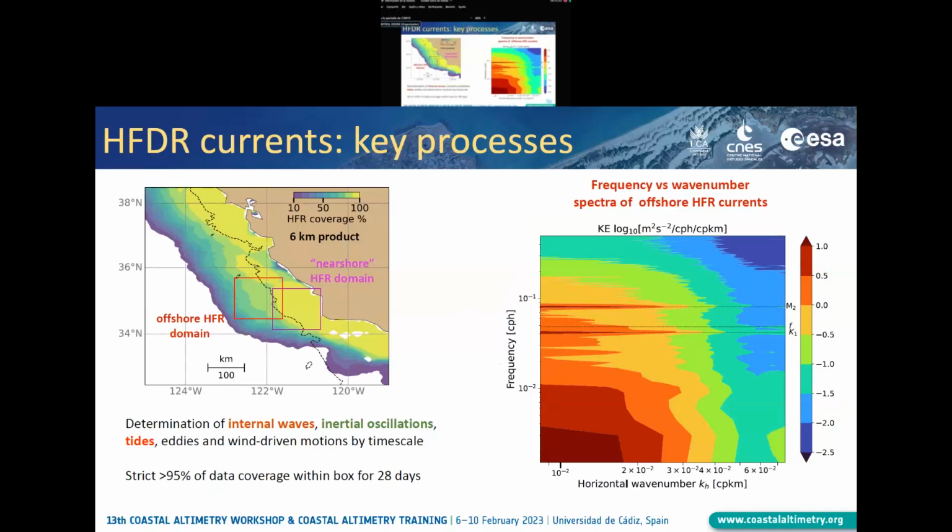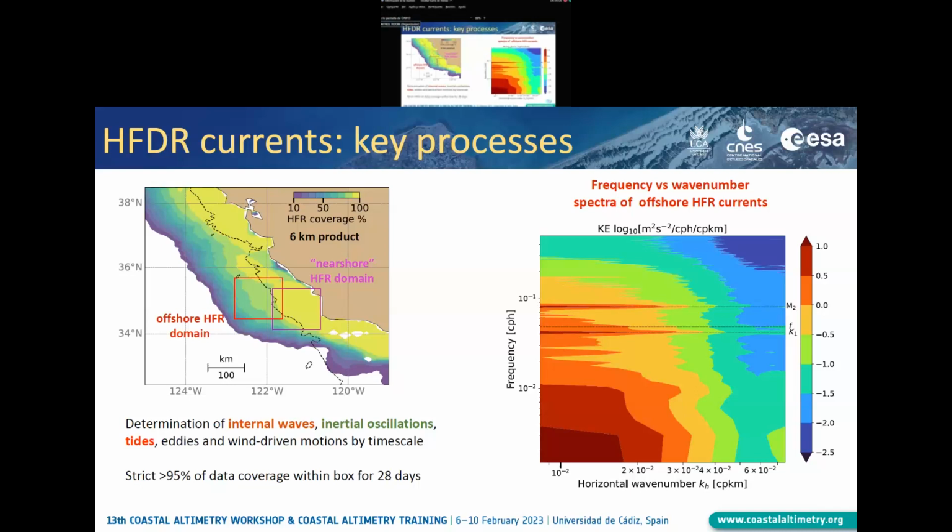We start by trying to understand these processes a bit better by looking at something like a frequency wave number spectrum. So this is wave number, so spatial scales, computed inside this domain here offshore.